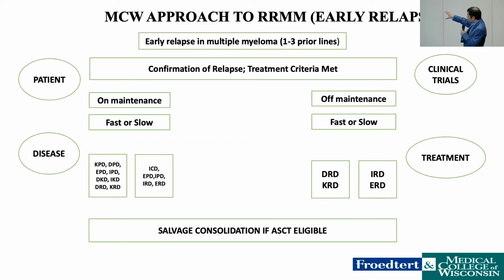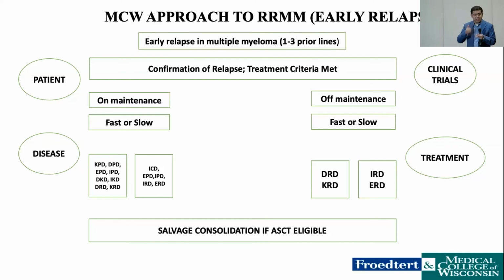So you try to choose some of the regimens I have listed there. And more importantly, you also decide whether it is a fast or slow relapse. If it is a fast relapse, you want to give something that acts very quickly and that is a little bit more powerful. And then if it is off maintenance, which is the one that we don't see that much in the US, then you choose one of those regimens.